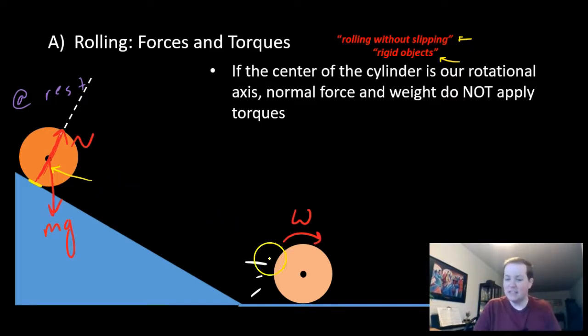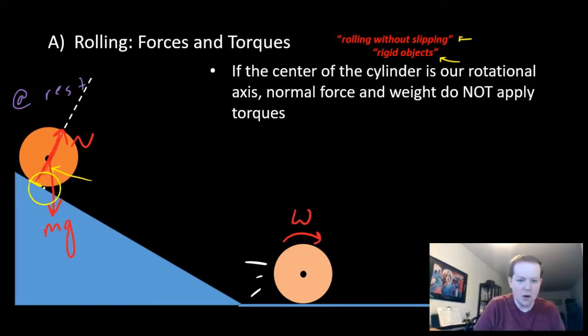If it's a little confusing, let's think again back here. Notice what the object's doing. It's rotating this way. It's rotating clockwise. So if it started at rest and now it's rotating clockwise, well, there has to be a torque that's making it rotate clockwise. And therefore, the force must be in the direction that would cause a clockwise torque.